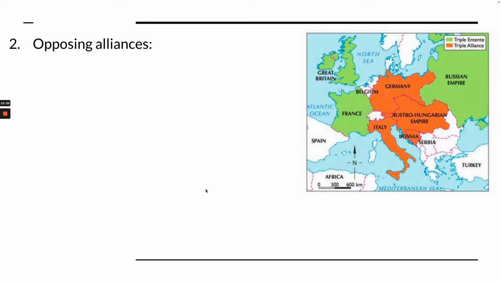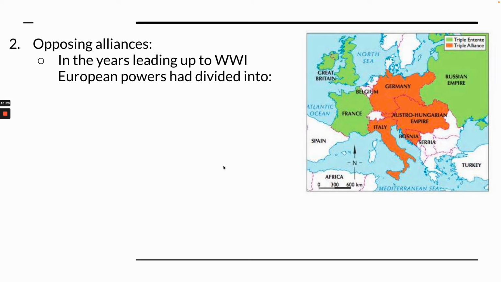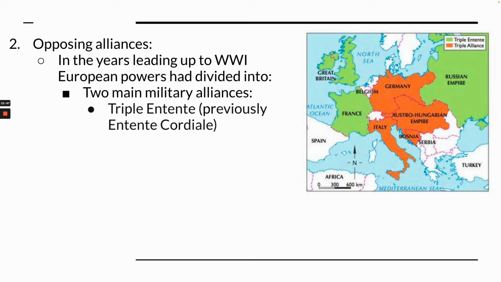Second factor is that we've got opposing alliances, right? Opposing military alliances in your notes. In the decades leading up to World War I, especially the last decade, European powers had divided into two armed camps, two main military alliances. One is the Triple Entente, known previously as the Entente Cordiale, and that is represented in green. Russians, French, and Great Britain. Opposing them, Germany, Austro-Hungary, Italy. Now you see Bosnia on there. At that point, Bosnia is part of this.